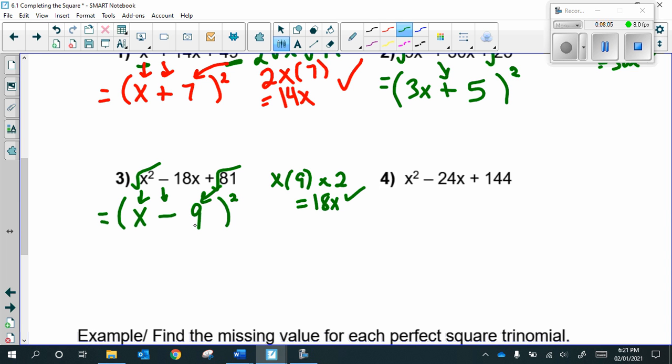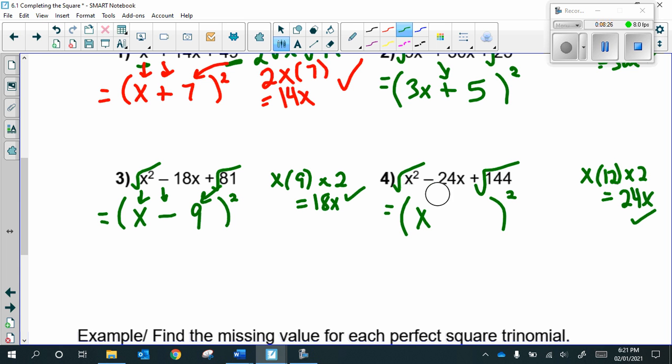And the last one, the square root of the first term is x. The square root of the last term is 12. Double that. So 12x times 2 is 24x, which is the middle term. So this is a perfect square. When we factor it, we got a bracket here, squared. The first term is x. The first sign that I see is a subtraction. And the square root of the last term is 12. So x minus 12 squared.